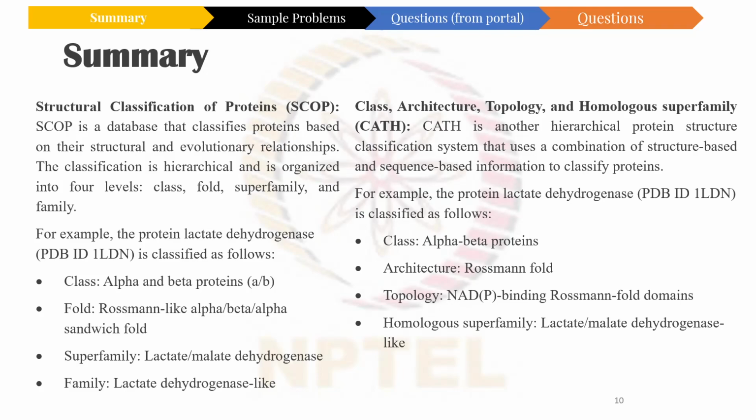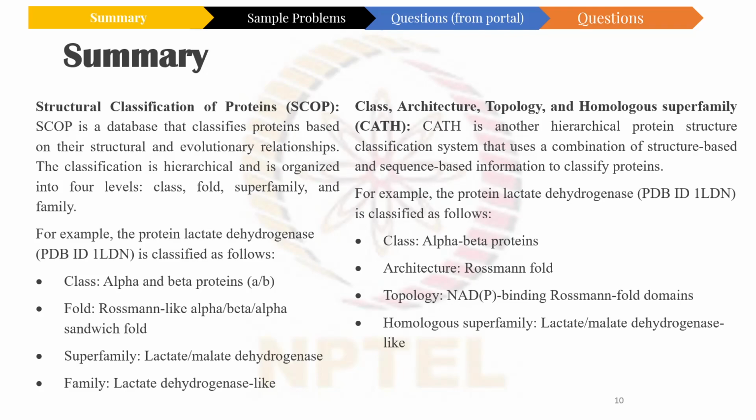In summary, both these databases provide a hierarchical organization of protein structures based on their evolutionary and structural relationships. SCOP uses a combination of sequence and structural similarity to classify proteins, while CATH uses a combination of structure-based and sequence-based information. Both systems are widely used in the field of protein structure analysis and provide valuable information for studying the evolution and function of proteins.